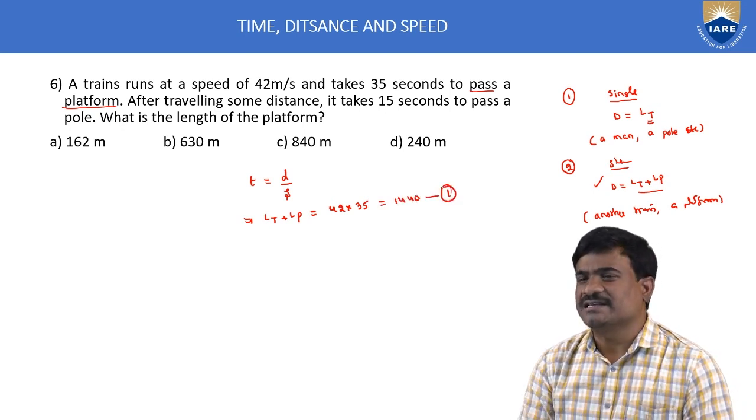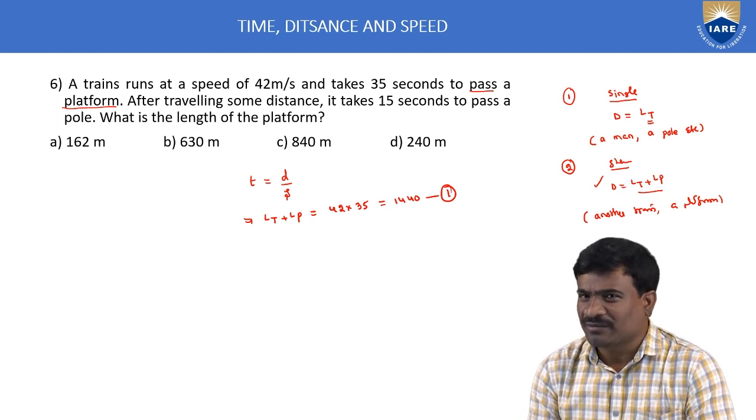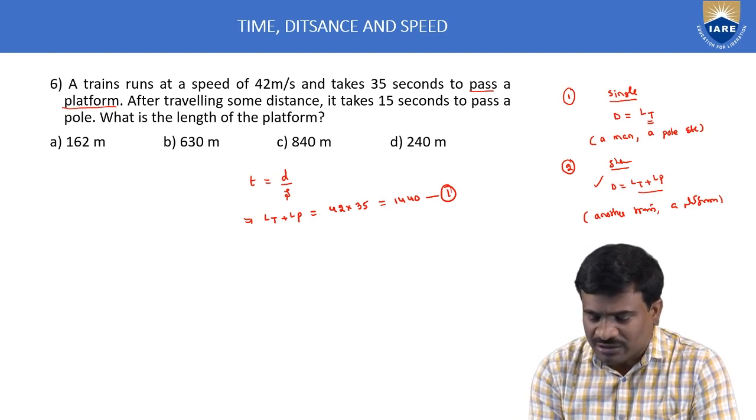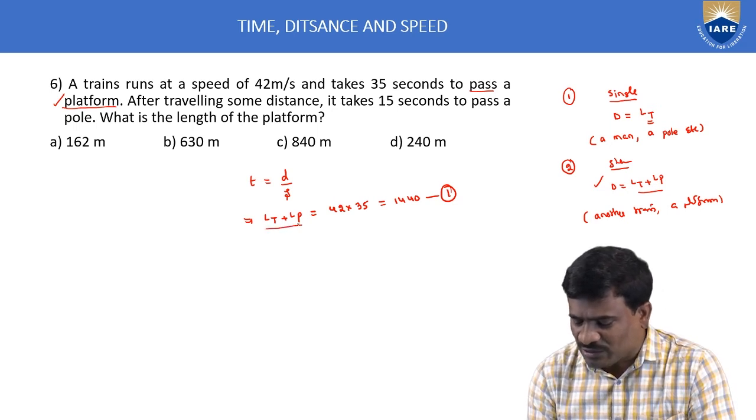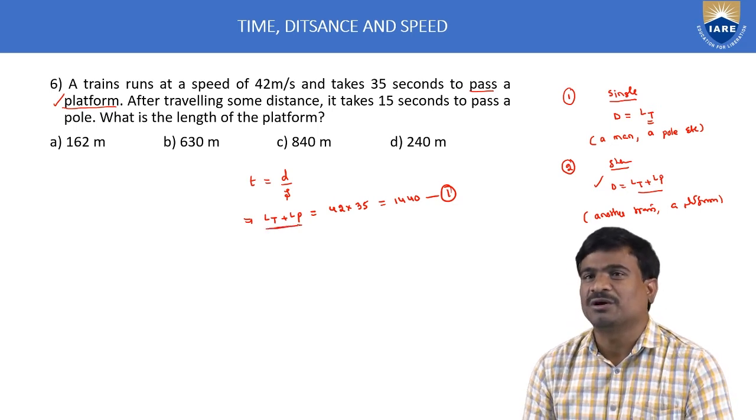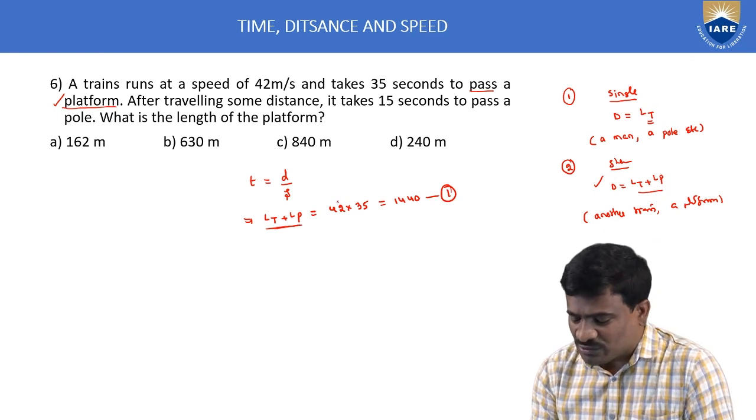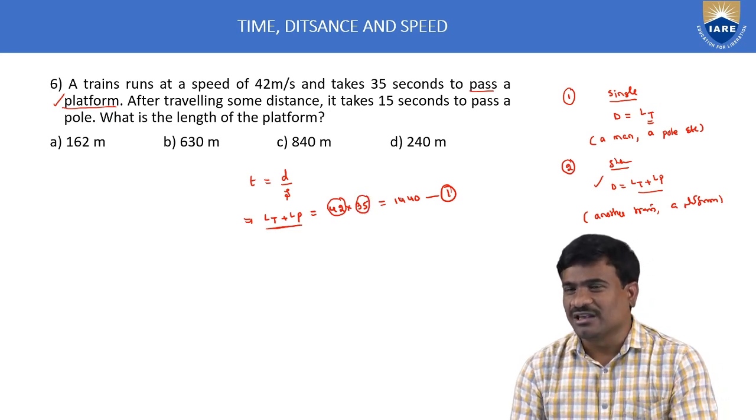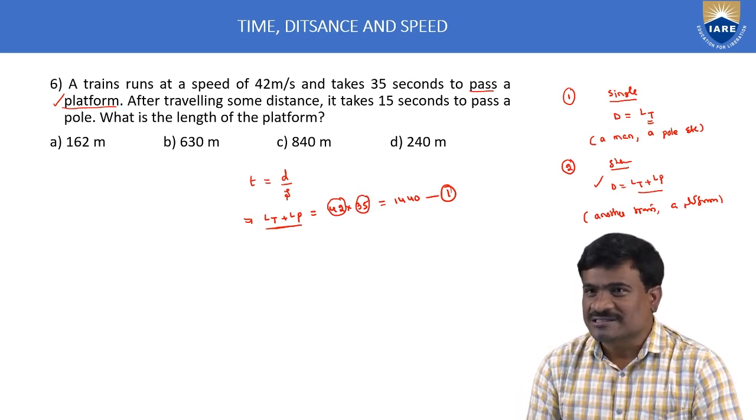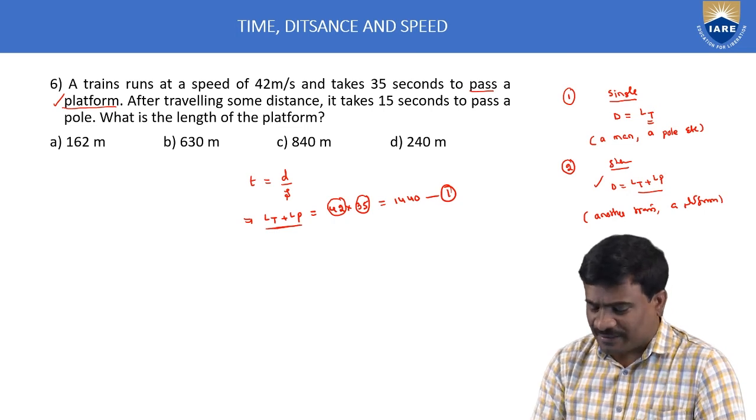Distance is equal to speed into time. We know that when a train crosses a platform, distance is the length of the train plus the length of the platform, which is speed 42, time 35 seconds, equal to 1470. Equation number 1. Second equation, same train.